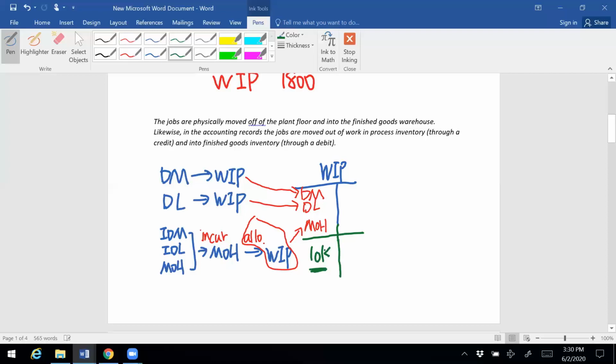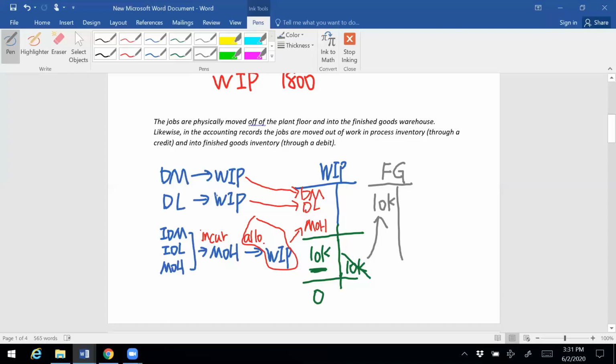Okay. Now, once you finish, it will not be work in process. So we want this account to be 0. We have to write it off, so we have to credit work in process. Where does this 10,000 go? It doesn't disappear, right? It must go somewhere. It went to finished goods. So our finished goods will have this $10,000.